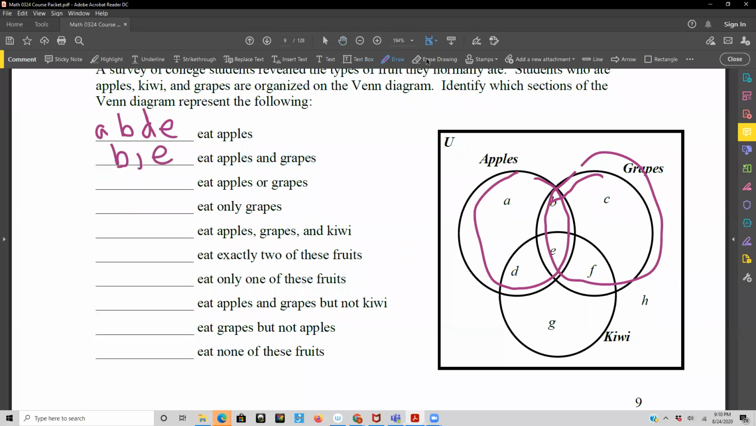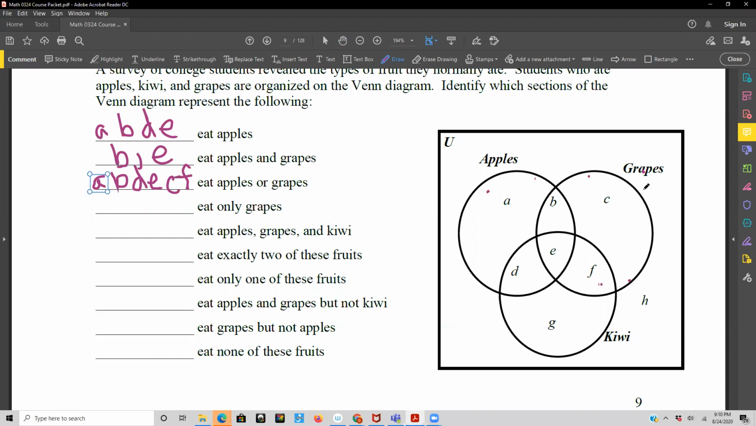All right, apples or grapes. Now that's going to be a union, right? So we're going to take every letter that's in the A or the G circle, without repeating letters. So every letter that's in either A or G. So in the apple circle that is A, B, D, E, and the grape circle has B and E, which I already have, so I need to add C and F.